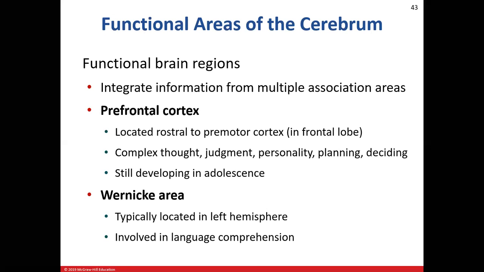Some of our other functional brain regions help us to integrate all the information from our multiple association areas. One of these areas is the prefrontal cortex, and it's located rostral to the premotor cortex in the frontal lobe. And it's involved with complex thought, judgment, personality, planning, and decision making. And it's still developing in adolescence.